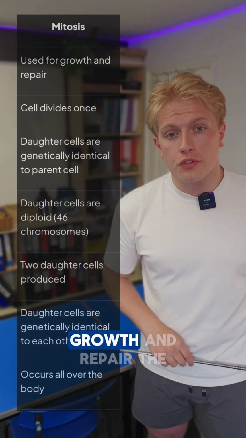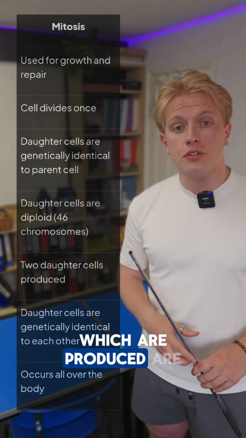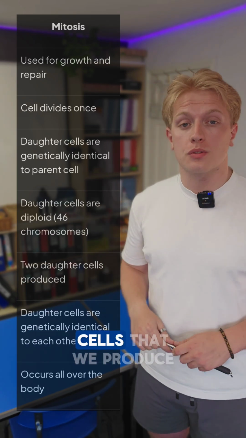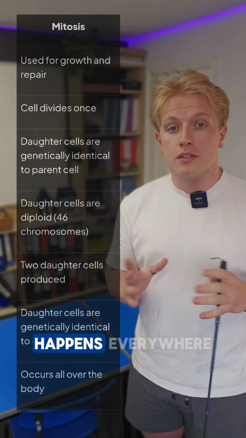Mitosis is used for growth and repair. The cells only divide once in mitosis. The daughter cells which are produced are genetically identical to the parent cell, and it's 2 daughter cells that we produce. And mitosis can occur all over your body. This growth and repair happens everywhere.